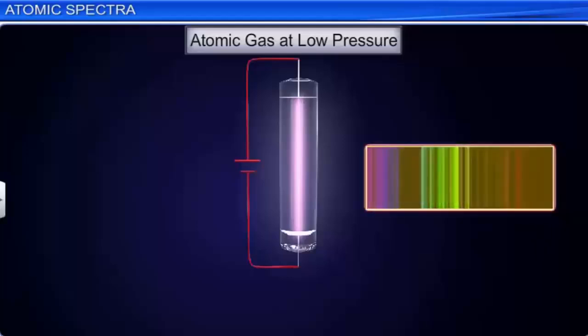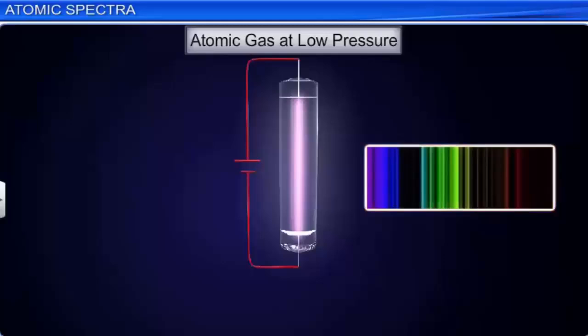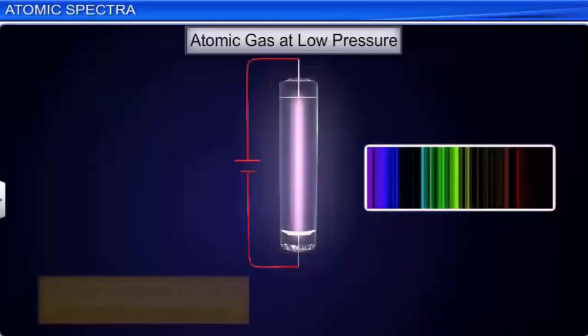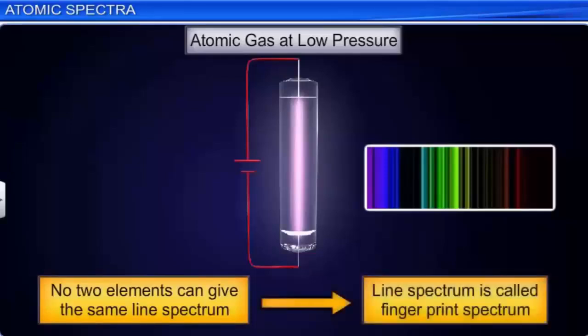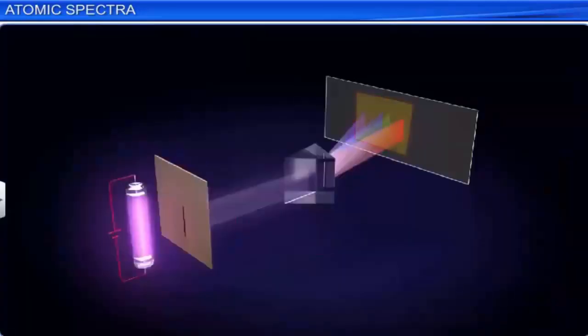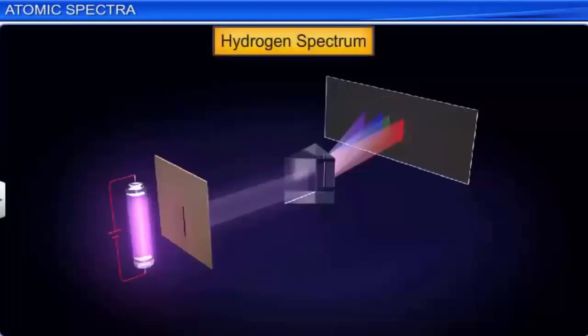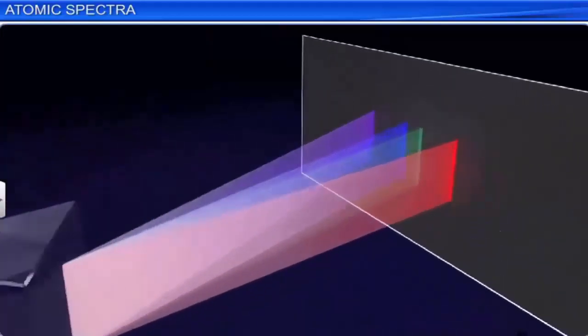The line spectrum is characteristic of the element emitting it. This means that no two elements can give the same line spectrum. Hence, it is also called the fingerprint spectrum. An emission line spectrum consists of bright lines on a dark background. Now let us again look at the hydrogen spectrum, which was discussed earlier. In the spectrum emitted by the hydrogen atom, the spectral lines can be grouped in separate series.